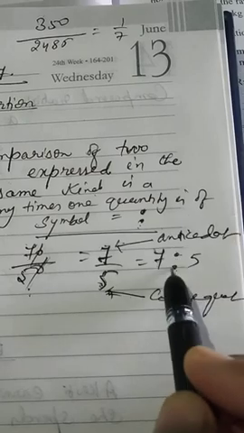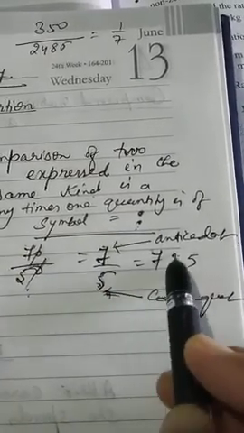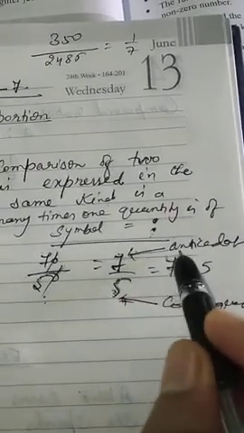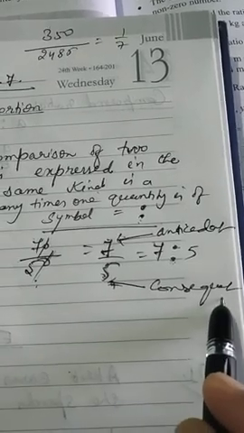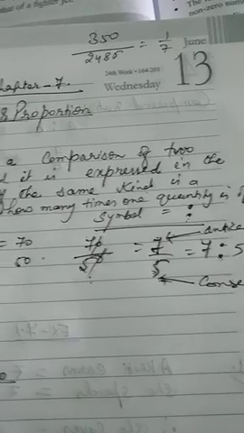This is read as "is to", and this is the symbol of ratio. Okay, these two dots are the symbol of ratio. Okay, now the first part is called the antecedent and the second part is called the consequent. Always remember, antecedent and consequent.